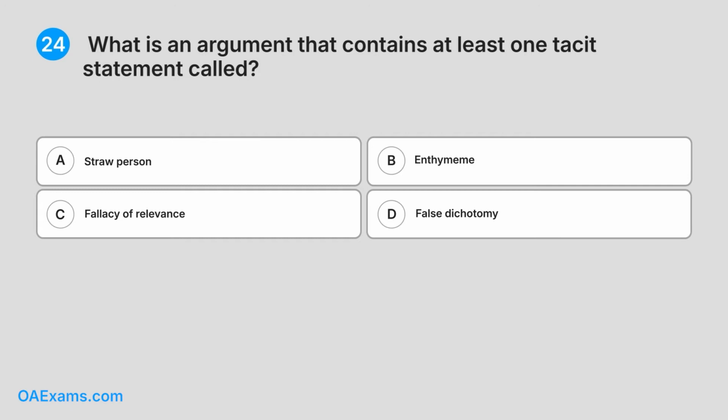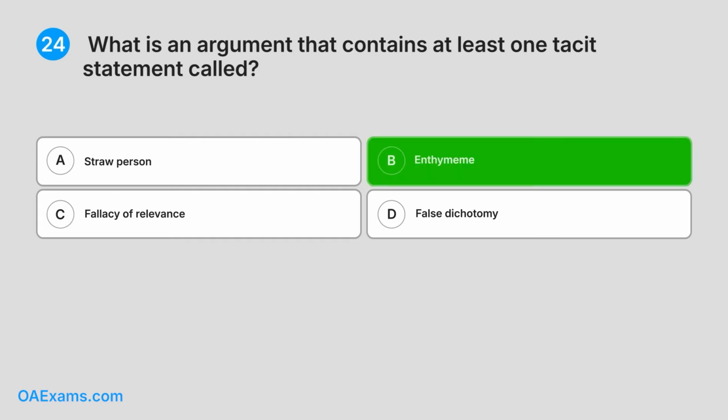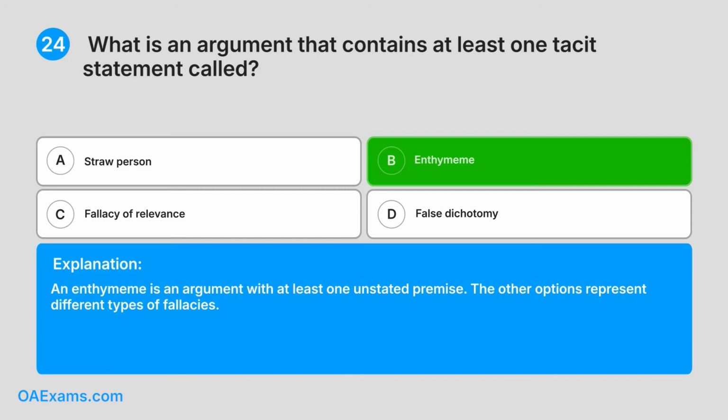Correct answer. B. Enthymeme. Explanation. An enthymeme is an argument with at least one unstated premise. The other options represent different types of fallacies.